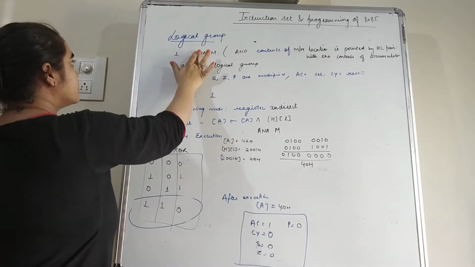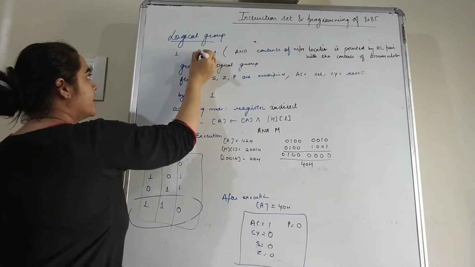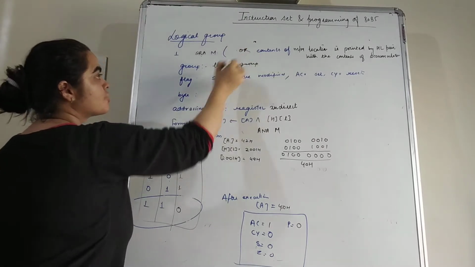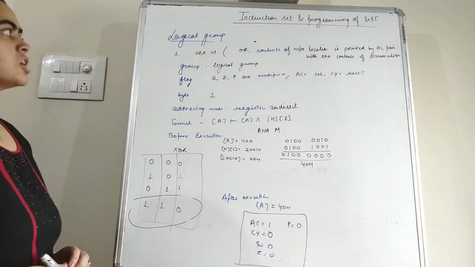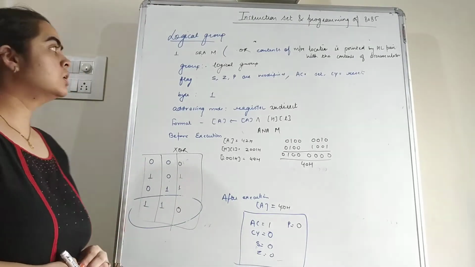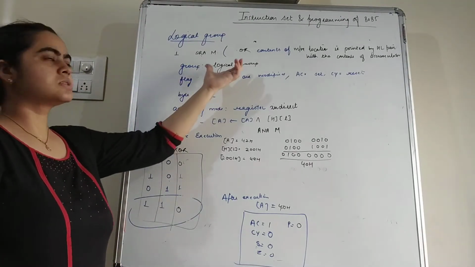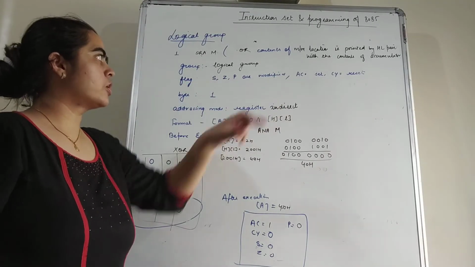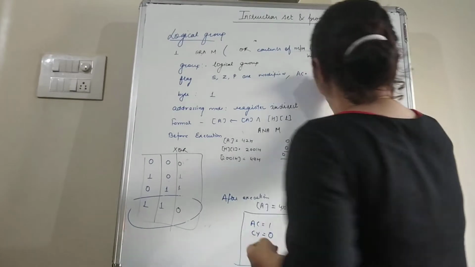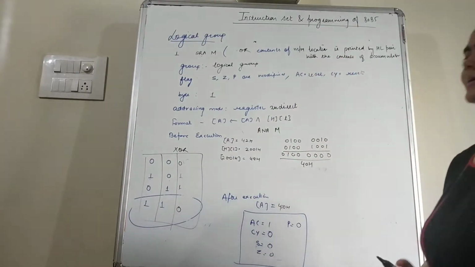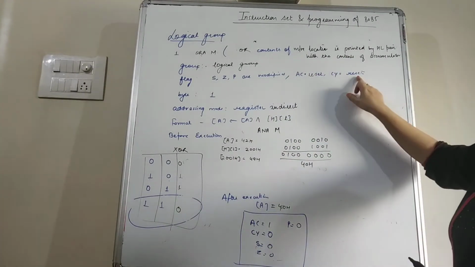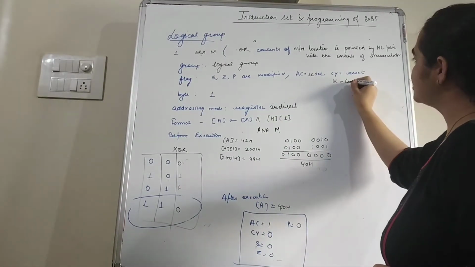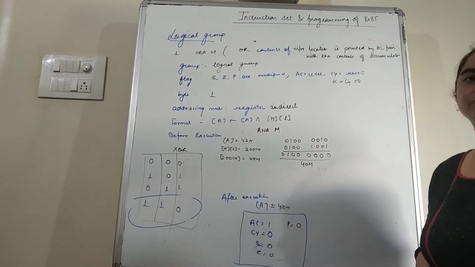Now students, after this we can see ORAM. So ORAM means OR all the contents of the memory location pointed by the HL pair with the contents of the accumulator. So the group is logical group. Flags are again sign, zero and parity are modified, while auxiliary carry is reset likewise in the ORAR, and CY is also reset. That means AC is equal to CY is equal to 0 always after the execution of this instruction.